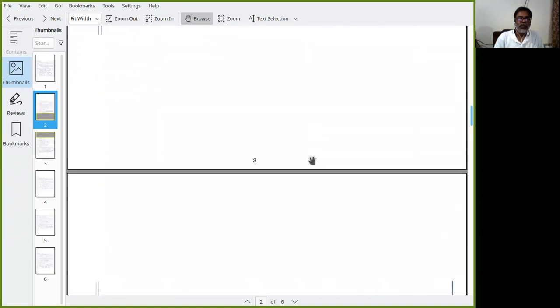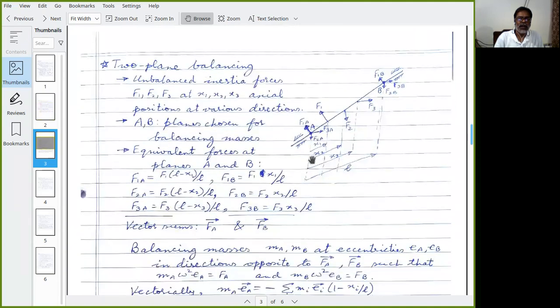Now, we come to the real matter. In two-plane balancing, whatever is the number of unbalanced or eccentric masses, whatever may be their individual forces, we try to balance all of them together by adding balancing masses into chosen planes. You can choose those planes where you want to put them.